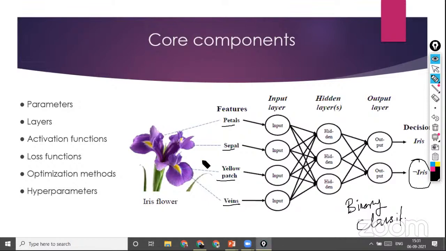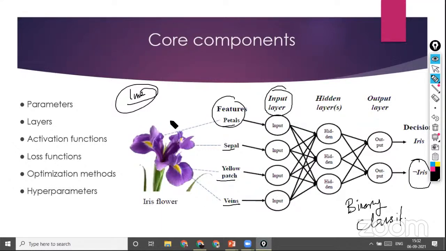These are the features: petals, sepal, yellow patch, and veins. We'll be looking at these features of all the flowers, not only iris flowers. Say you have a data set of 1 million flowers, a very large data set, and you have to train a deep neural network from it. Your task is to identify whether it's an iris or not an iris. You feed these features into the input layer of the deep neural network. We have 4 features, so we have 4 inputs.